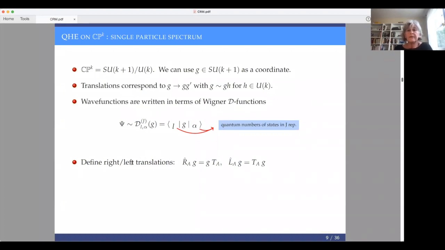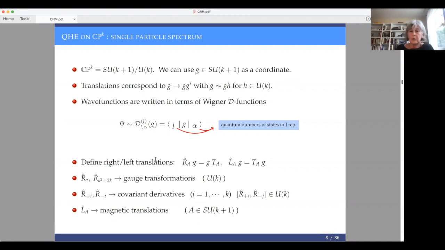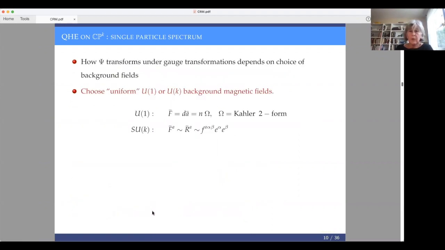And one can define right and left translations. Now, because of this identification here, the right U(K) translations are essentially the gauge transformations of the theory. The right ones are essentially the covariant derivatives that give the actual translations on this manifold, while the left ones are the analogs of the magnetic translations, which take us from one state to the other within the same Landau level. A few more things about the wave functions: how they transform under gauge transformations depends on the choice of the background field.